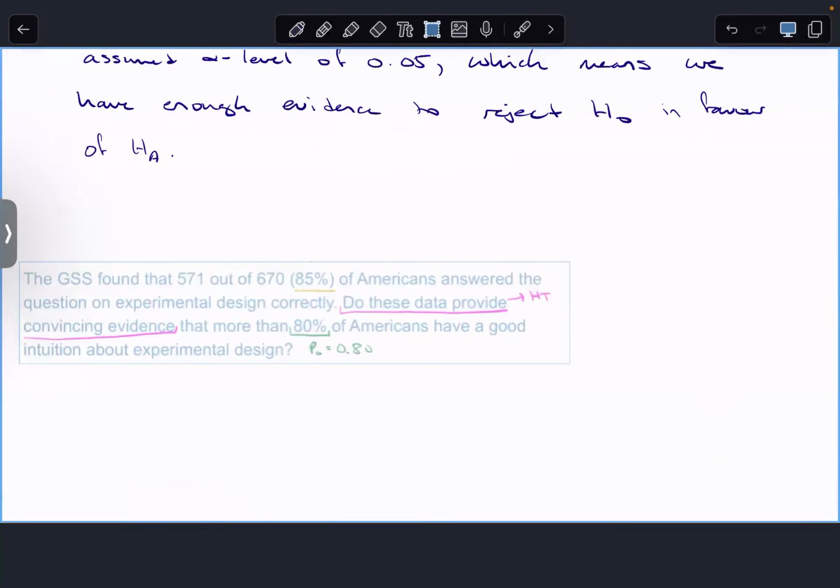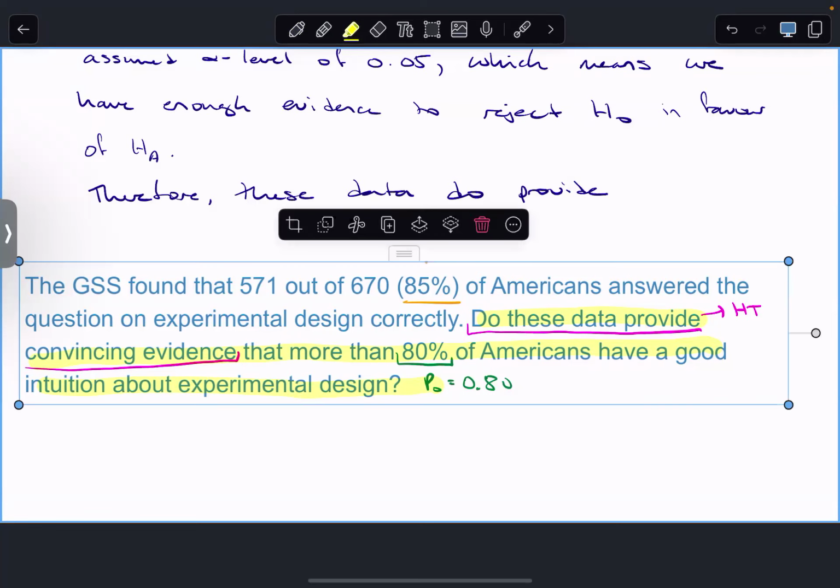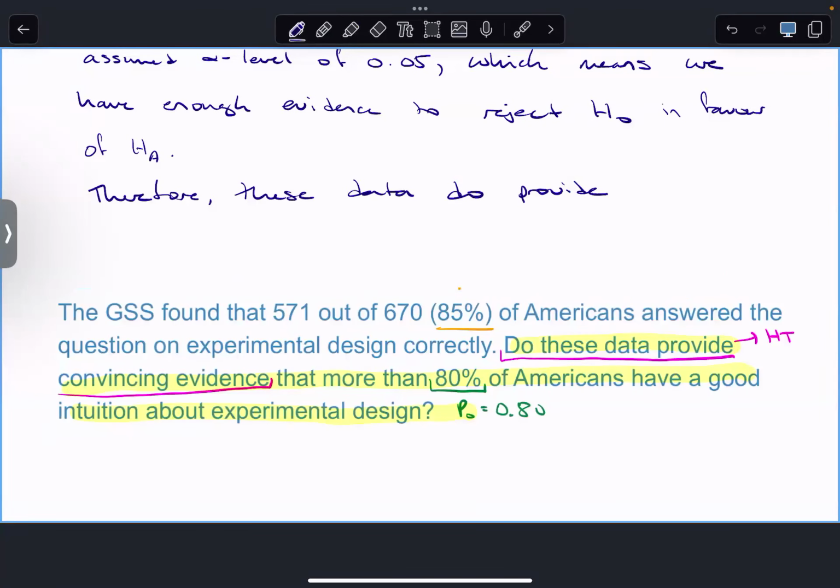I'm just going to paste it in. I'll delete this, but therefore these data do provide convincing evidence that more than 80% of Americans have a good intuition about experimental design. Maybe I'll keep it there just to emphasize where it came from.